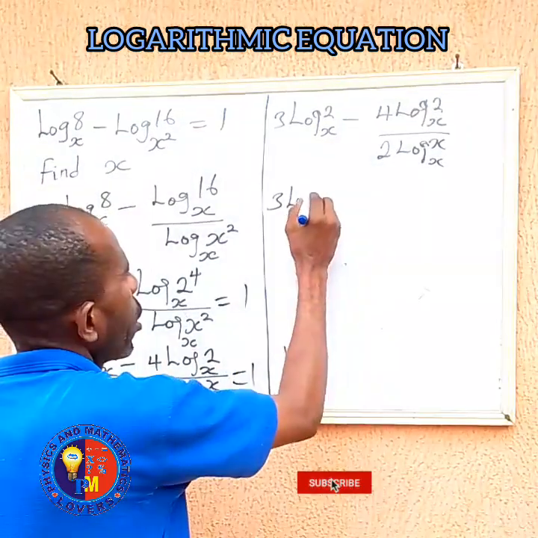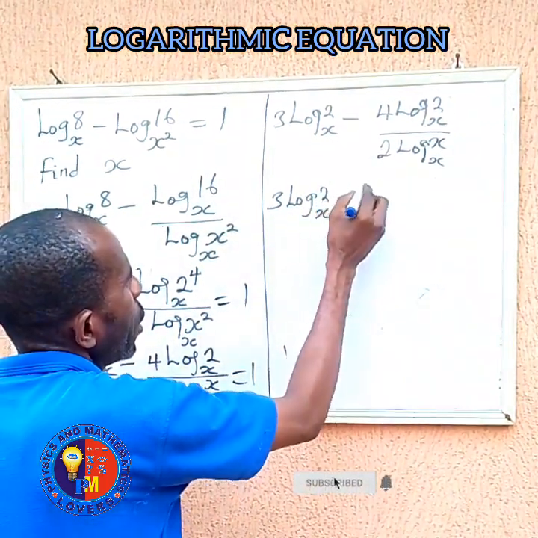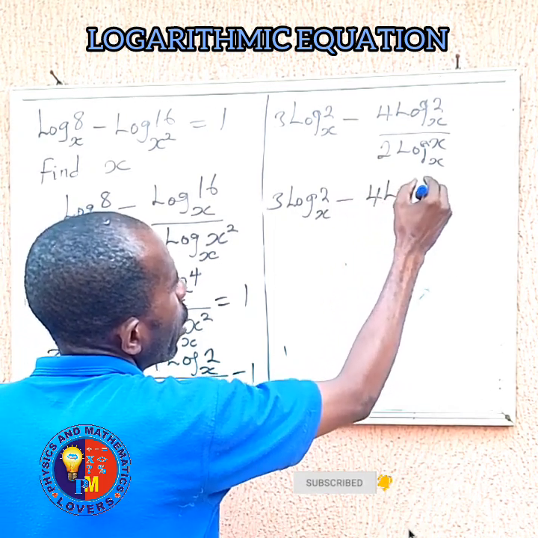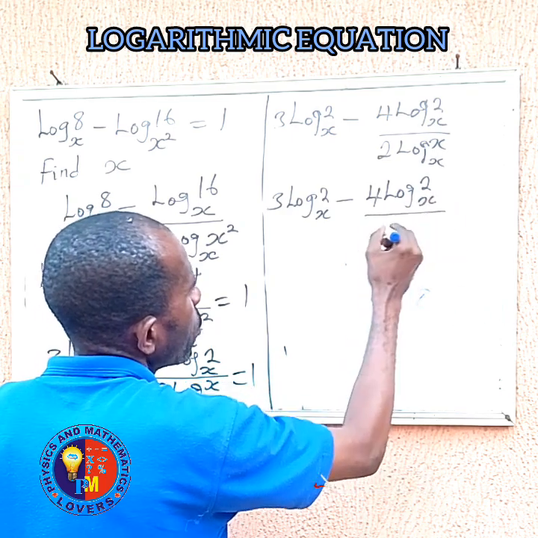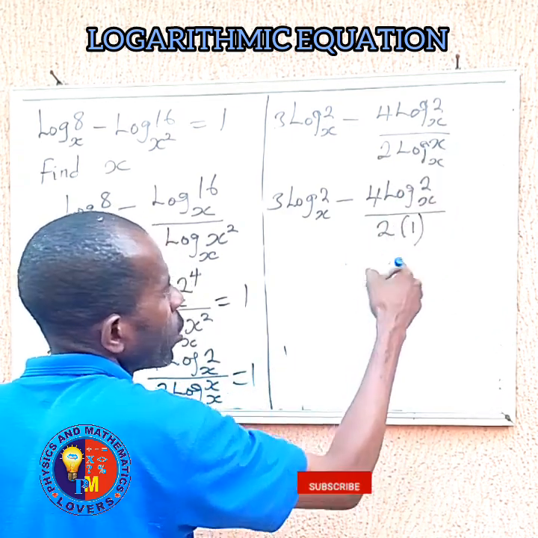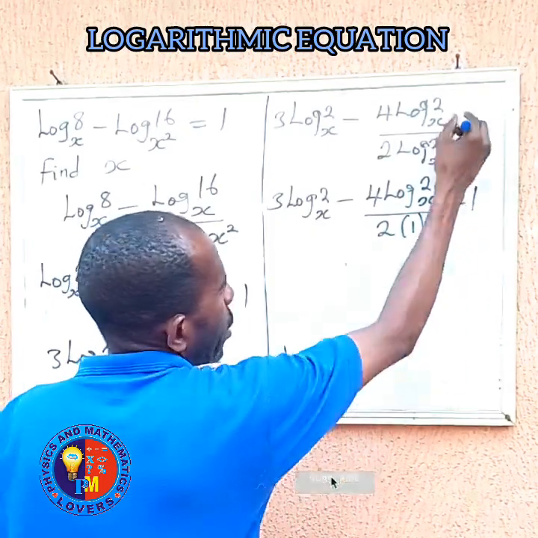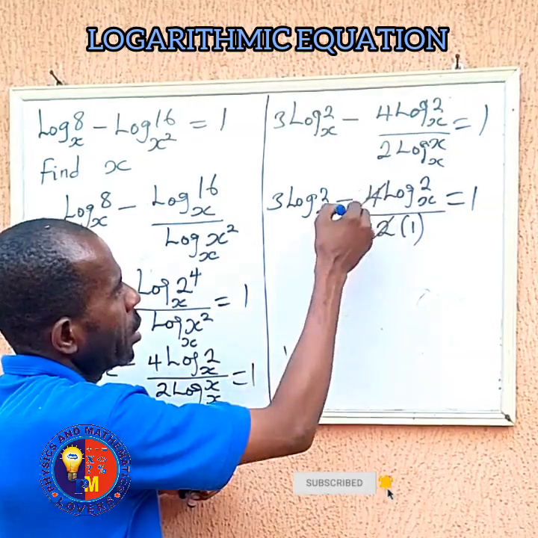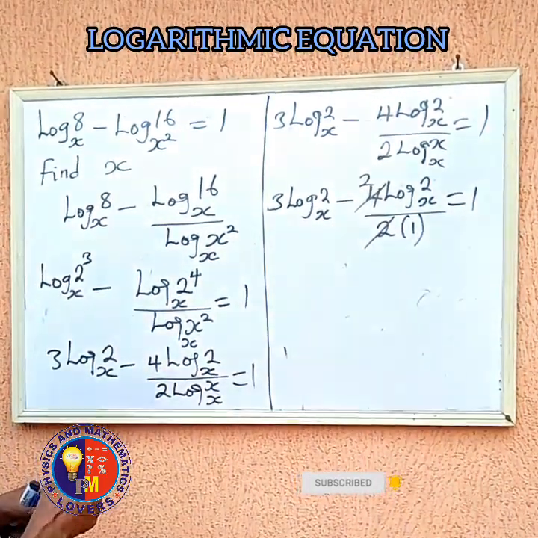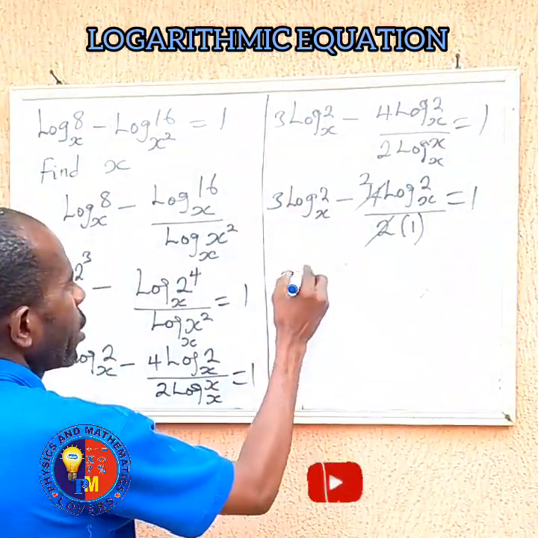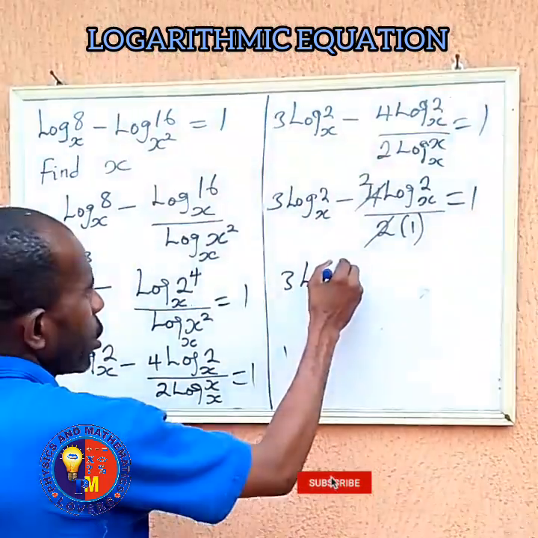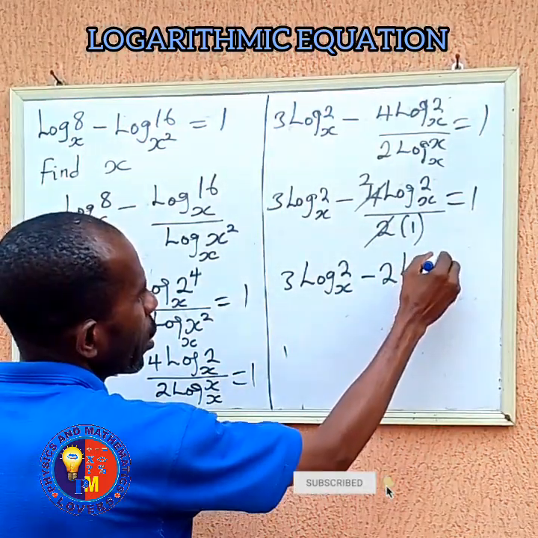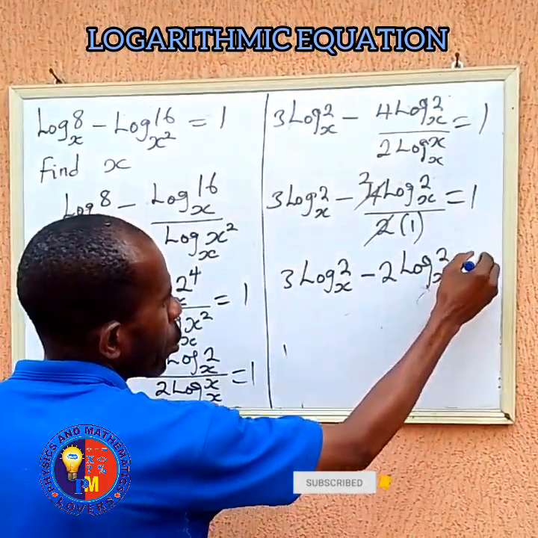So 3 log 2 to base x, then minus 4 log 2 to base x. Then this becomes 2 multiplying 1, which gives 2. Equal to 1. So now this here can cancel this here. This gives us 2. Can cancel that. So we now have 3 log 2 to base x minus 2 log 2 to base x equal to 1.